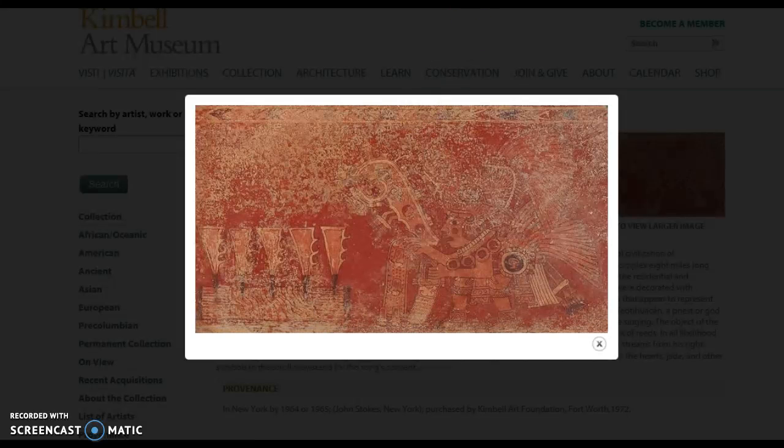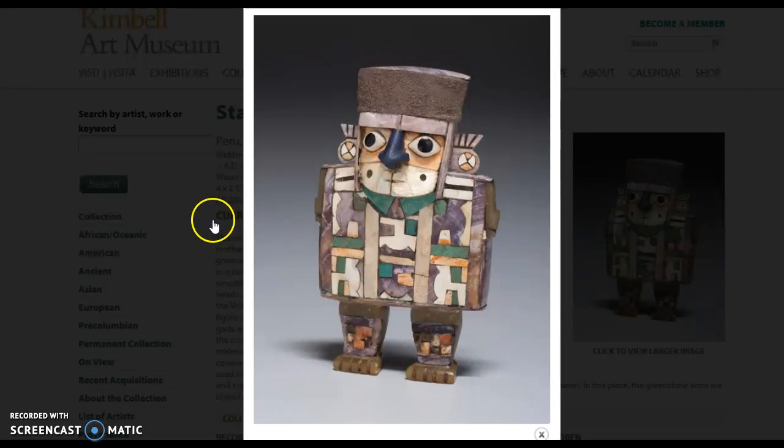Okay, so the last image is the standing dignitary, and I have 2 minutes. It was built in the Valley of Mexico, about 30 miles northeast.